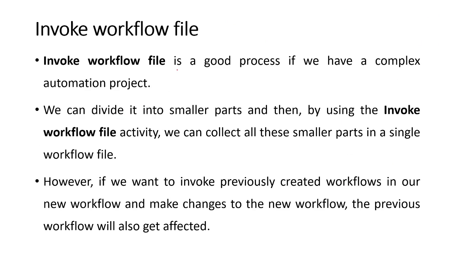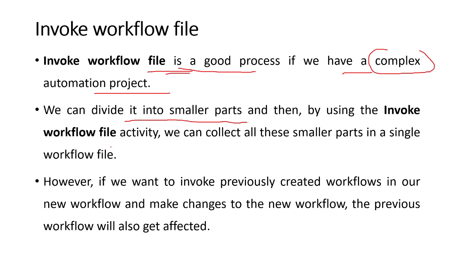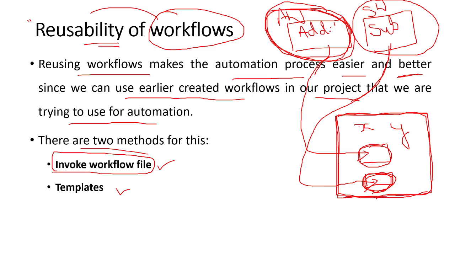So invoke workflow file is a good process if you have a complex automation project. That is nothing but reusability. When you are dealing with a complex automation project, in order to save time, or in order to build a robust robot, this is a good process. And the idea is we can divide it into smaller parts, and then by using the invoke workflow file activity, we can collect all these smaller parts into a single workflow file. That's what I said in this example.